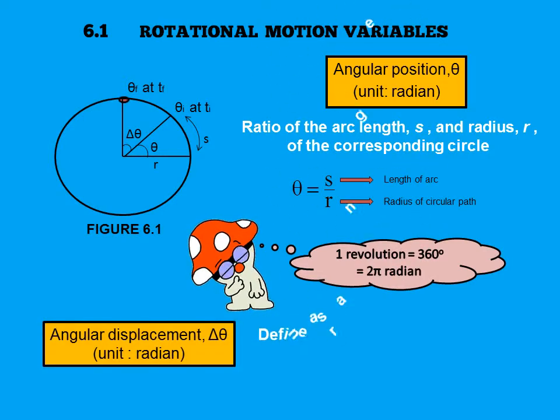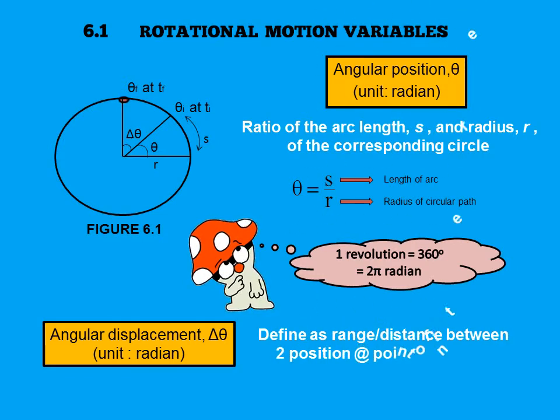Angular displacement. The angular displacement is defined as the angle turned by the disk about a rotational axis. From Figure 6.1, if the disk rotates from the angular position theta i to the angular position theta f, the disk undergoes an angular displacement given by this equation. Angular displacement is equal to angular position theta f minus angular position theta i. Angular displacement can be either positive or negative. It is positive if the rotation is in the counterclockwise direction and negative if the rotation is in the clockwise direction. The SI unit for angular displacement is the radian, rad.